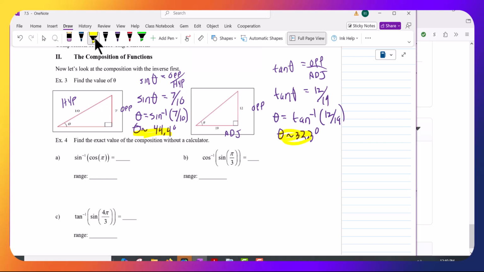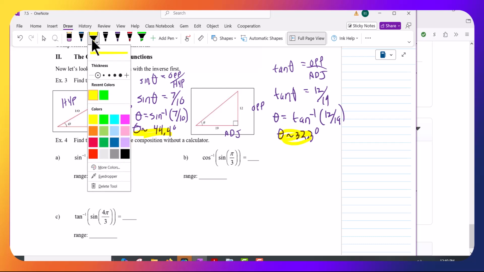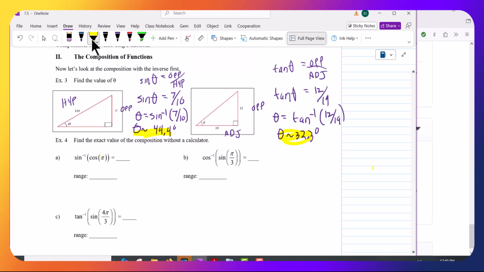Okay, so you have to use your calculator to do this. We've looked at some right triangle problems before. So the next thing we're going to do is a composition of functions. What you have to look at here is you have a function inside of a function. So cosine theta is going to give you what you're doing the inverse sine of. Over here, the function inside is the sine pi/3. Whatever the sine pi/3 is, you're going to do the inverse cosine of that result, and so forth.